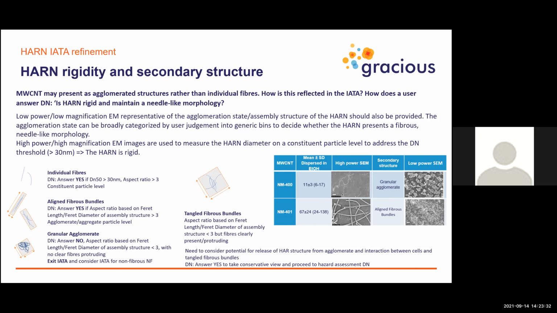There was a slightly more ambiguous group we've included, which are referred to as tangled fibrous bundles. These may be agglomerates where the aspect ratio itself might be less than 3, but there are clearly protruding or loosely agglomerated fibers associated with them. In this context, we would need to consider the potential for release of a HARN or a high aspect ratio structure that would meet the WHO criteria from these agglomerates, or how they in general interact with cells when there are fibrous forms protruding from the agglomerates. I would suggest that if you wanted to take a conservative view, you would answer yes to this decision node, that they do present some sort of fibrous rigid structure, and then proceed to the hazard decision nodes to further support your grouping.